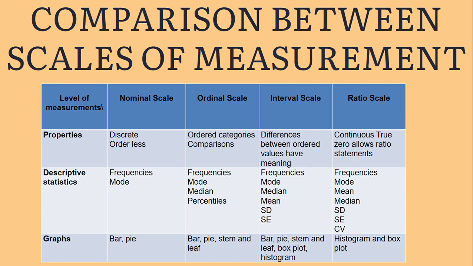Then graphs. For any comparison or representation of data, we have to know which graphs are suitable for that data. In the nominal scale, we can only use the bar graph and pie chart. Ordinal scale, we can use bar, pie, and stem and leaf. Interval scale, bar, pie chart, stem and leaf, box plot and histogram. Ratio scale, we can use histogram and box plot.